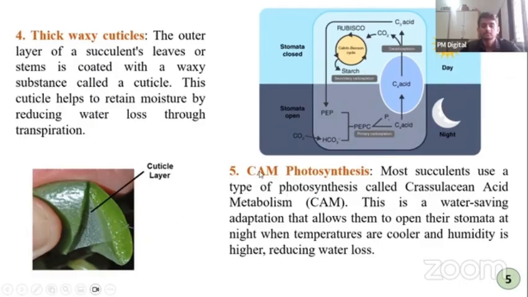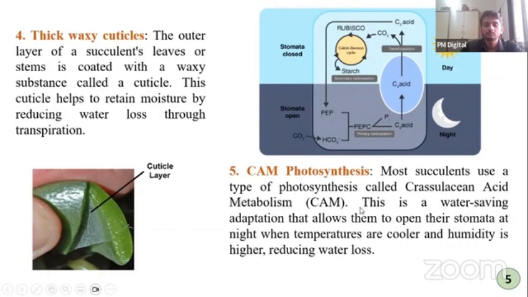Next is CAM photosynthesis. It belongs to the xeriscaping group. So this CAM means crassulacean acid metabolism. It has a different mechanism of photosynthesis in case of succulents. In this CAM, you can see that stomata will be open in the night time, and it creates that malate. This malate will go into daytime, and it further moves for C3 as well as C4 cycle, and you can see that stomata will be closed in daytime.